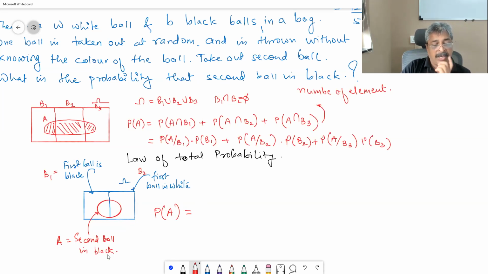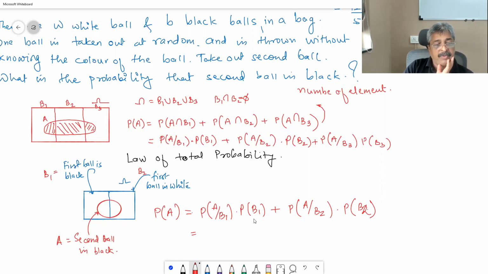So this is exactly what we are going to do here. Probability of second ball black given first ball black into probability of first ball black, plus probability of second ball black given first ball white into probability of first ball white. Only two terms, so we will have the formula: A given B1 into probability of B1 plus probability of A given B2 into probability of B2. This is what we are going to do.